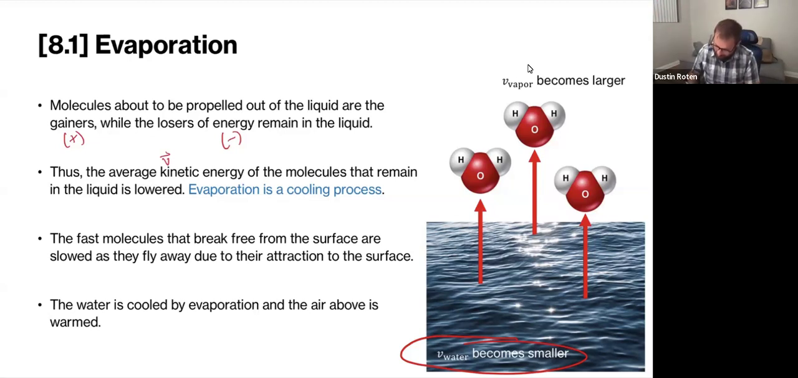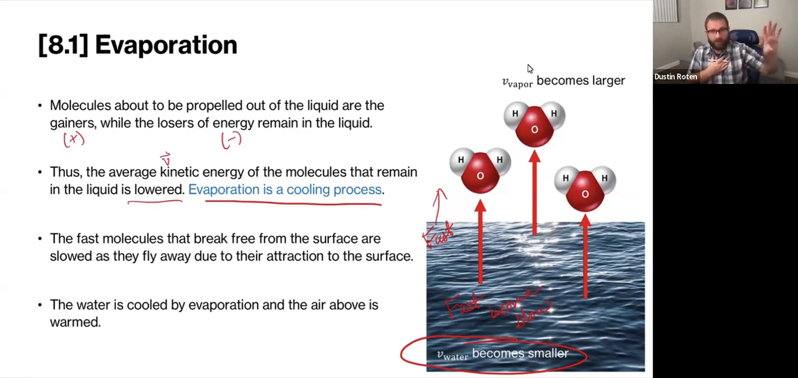So either the fast ones down here become slow, or you can have fast molecules near the surface that just leave. But overall, the whole point is that the speed, or the average kinetic energy, of what's left over in the water is going to be lower. All the fast ones are leaving. So evaporation is a cooling process. And I've listed that here in blue as a visual reminder that this water is going to cool down because all the high energy particles are leaving.